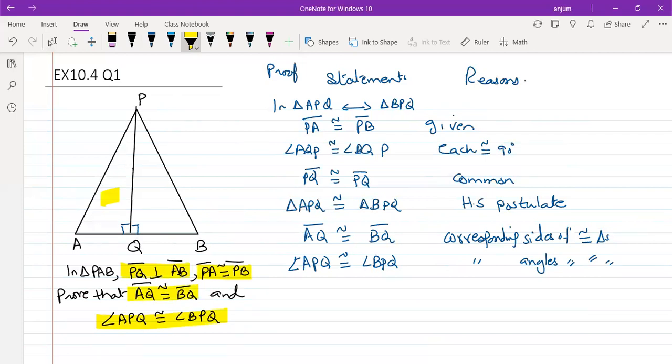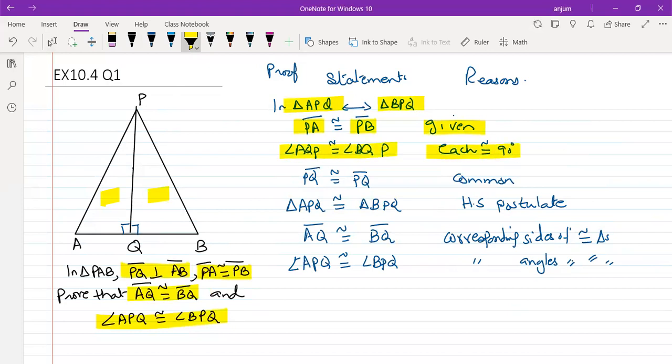Again, we will prove the congruency of these two triangles APQ and BPQ. And as they are right angle triangles, we can prove it by the hypotenuse side postulate. So we will prove the hypotenuse and one side of these two triangles as congruent. We know that PA is given to us congruent to PB. Angle AQP and BQP are both 90 degrees.